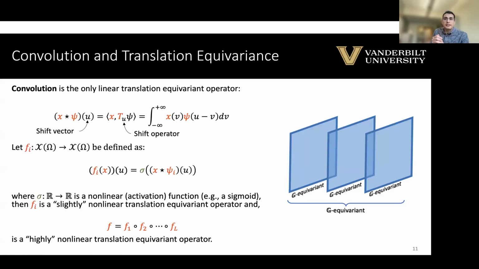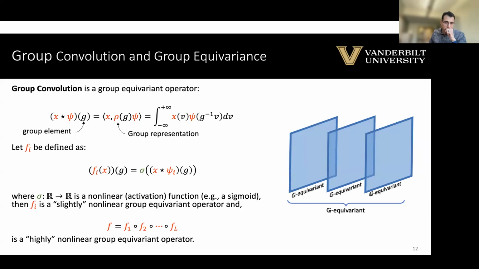And then if we apply this over and over, like we compose such functions together, we become deeper and deeper. We will be able to generate highly nonlinear translation equivariant operators. And I'm using these terms very loosely, slightly nonlinear and highly nonlinear, but you can imagine that if you have, for example, a sigmoid, in early layers you have less nonlinearity than in the deeper layers of your neural network.